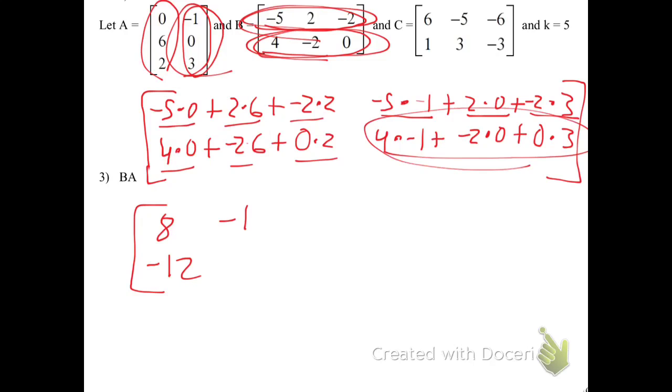Okay, we're going to move on to the last entry, second column, second row. 4 times -1 is -4, -2 times 0 is 0, 0 times 3 is 0. So you got -4 plus 0 plus 0, that's just -4. And we are done. We got B times A.